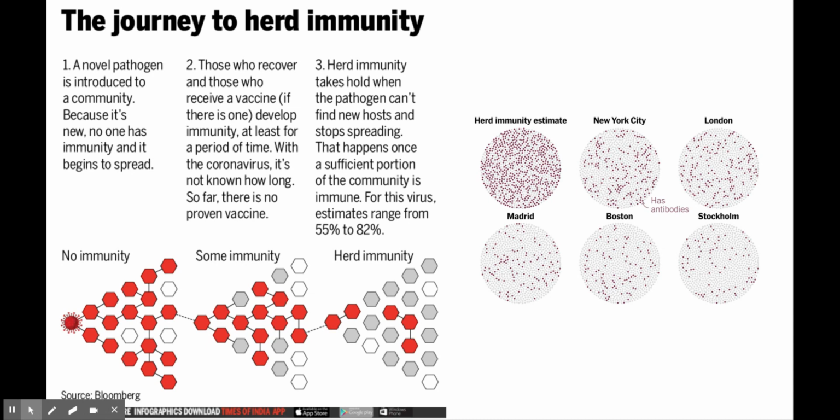Here's what our level of immunity looks like in other major cities. So this is why the virus is still spreading and increasing in a lot of areas, because just not enough people are immune. And really, the best way to increase those numbers and to boost that immunity is through a vaccine.